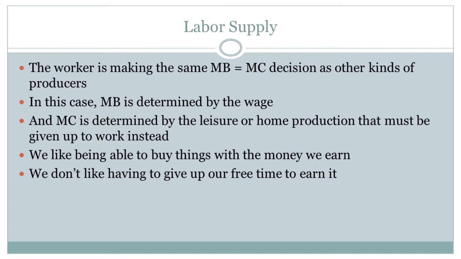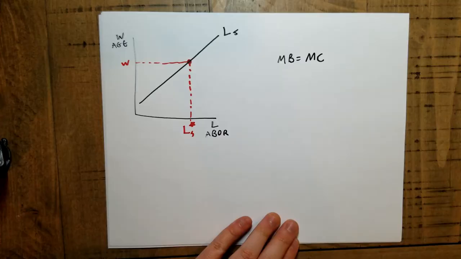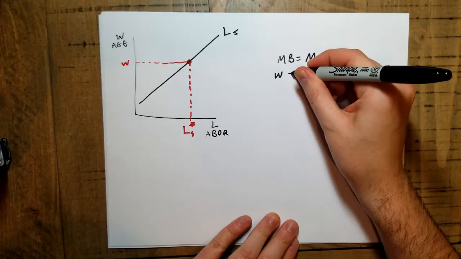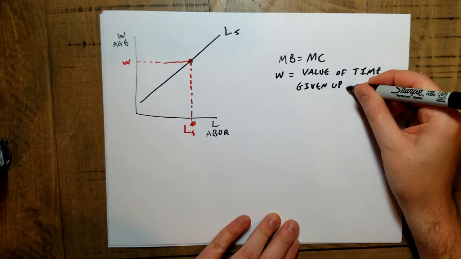So we've got marginal benefit equals marginal cost. And what are the marginal benefit and marginal cost in this situation? We want to set marginal benefit equal to marginal cost. Well, what's the marginal benefit of working one more hour? It's the wage. The wage is what you get paid for working one more hour. So if you work one more hour, you get paid the wage. That adds the wage to the amount of money that you have. But you have to give up the time that you would have spent at home. So the marginal cost is the value of the time you give up at home or doing whatever, wherever else you would have spent that hour instead.